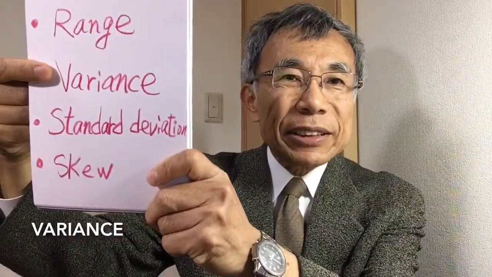Range is simply the difference between the smallest and the largest values in the data. The interquartile range is the difference between the values at the 75th percentile and the 25th percentile of the data. Variance.